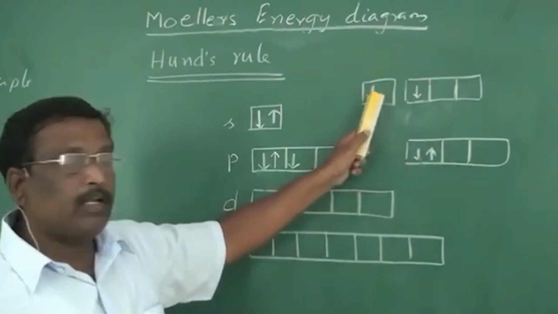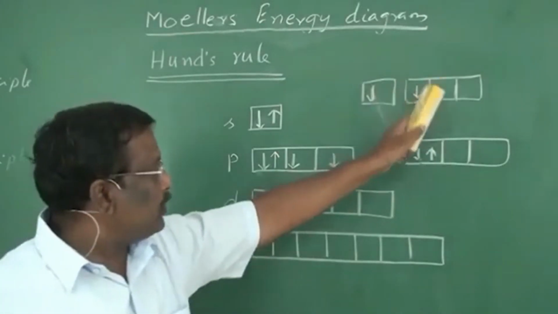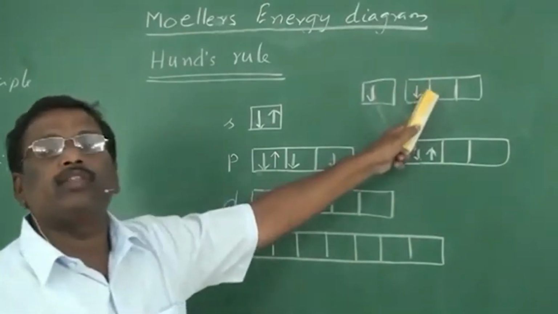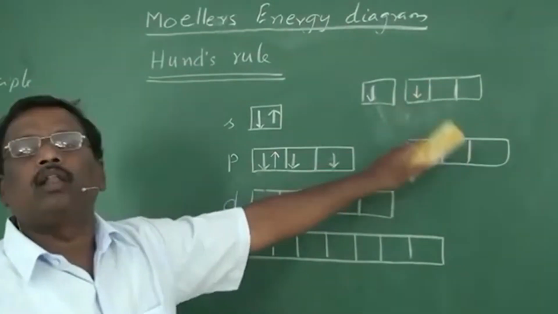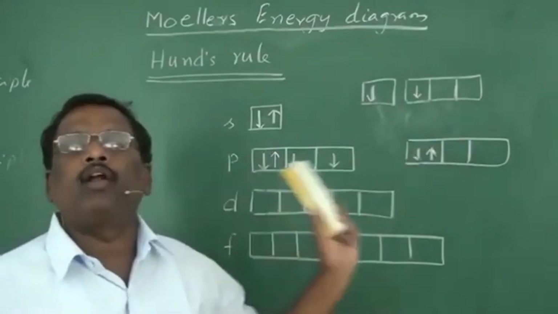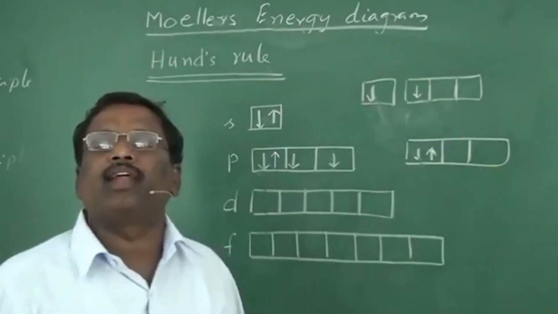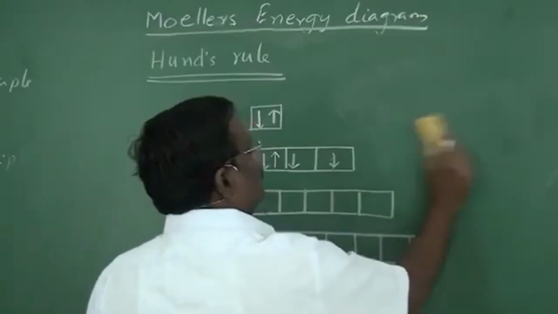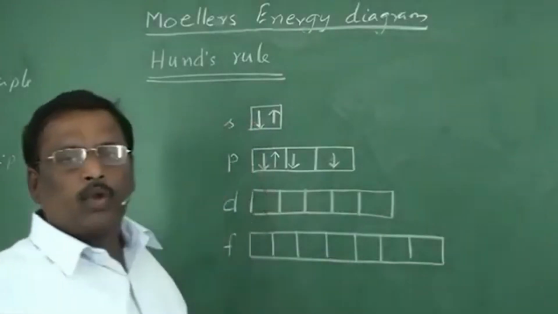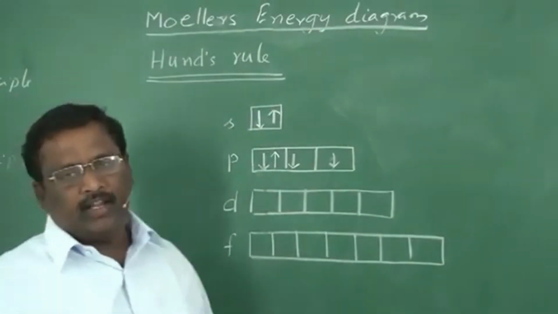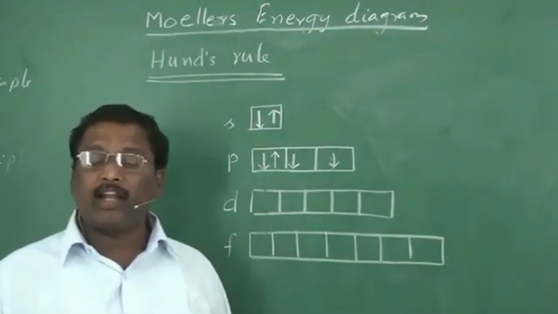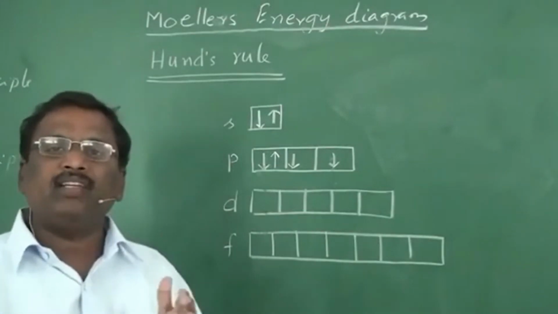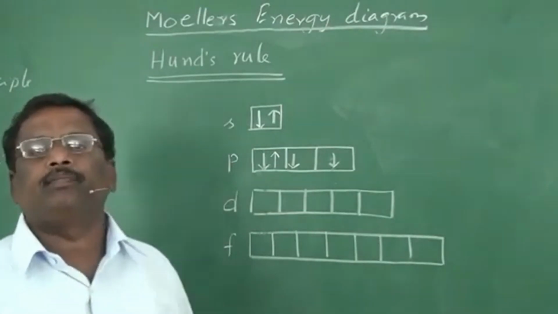After filling of this orbital only, the electron is supposed to enter into the next orbital. Pairing is possible only when all degenerated orbitals are filled with 1 electron each. So, these are Hund's rule. Hund's rule applies when electrons are filling in degenerated orbitals. Degenerated orbitals means the orbitals with the same energy.